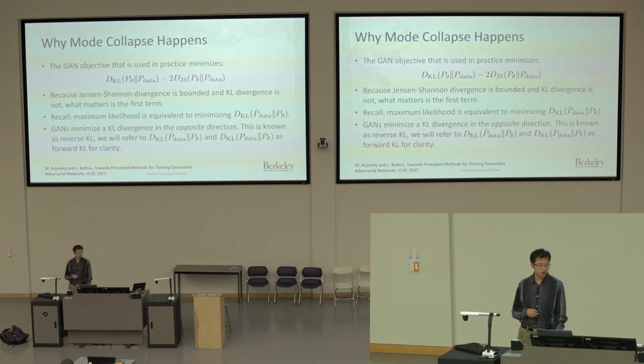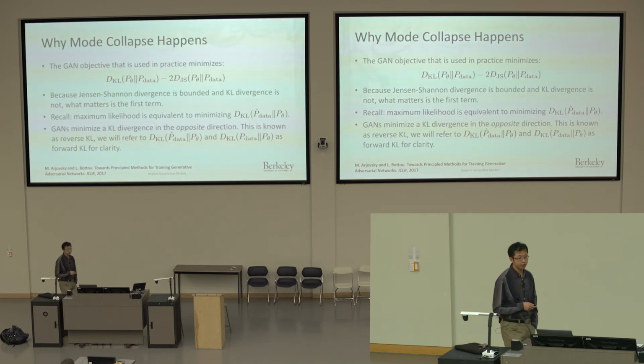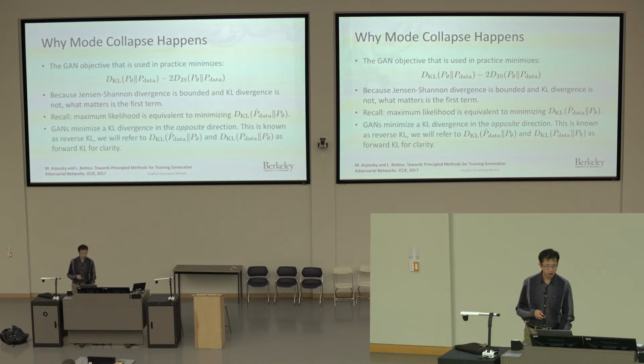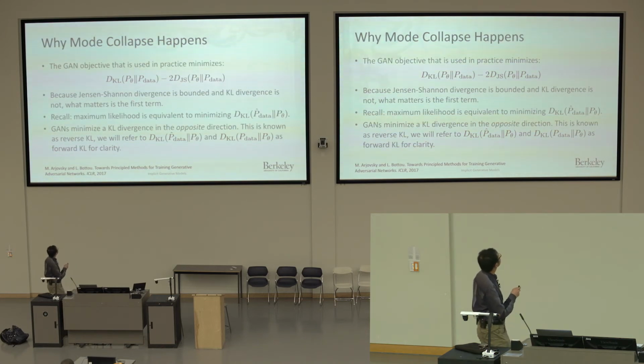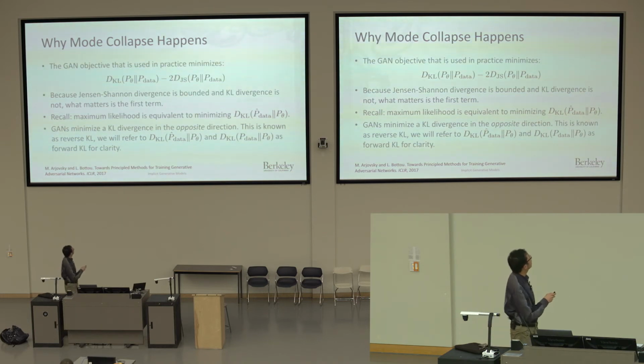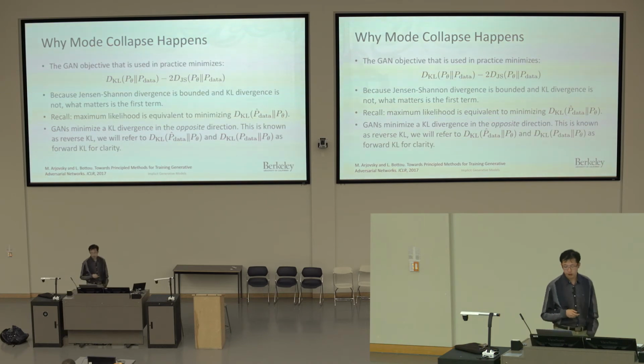Now let's think about why mode collapse actually happens. The GAN objective that's used in practice minimizes the following. This is a result from this paper, which shows that it's minimizing the reverse KL, that is, the KL from the model to the true data distribution, minus 2 times the Jensen-Shannon divergence. The Jensen-Shannon divergence is bounded between 0 and log 2.